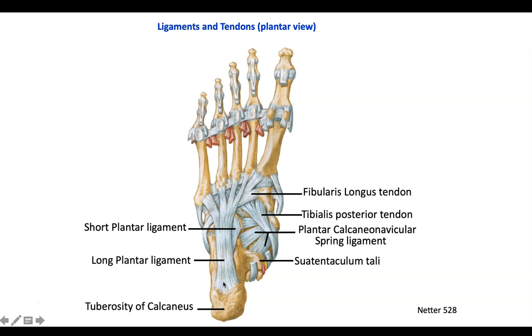The long plantar ligament extends from the calcaneal tuberosity and goes over the cuboid bone, and then it forms slips which are attached to the bases of the second, third, fourth and fifth metatarsal bones. Under this long plantar ligament and under the cuboid bone there is a groove, and through this groove passes the tendon of the fibularis longus muscle.